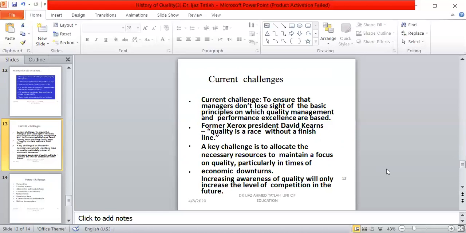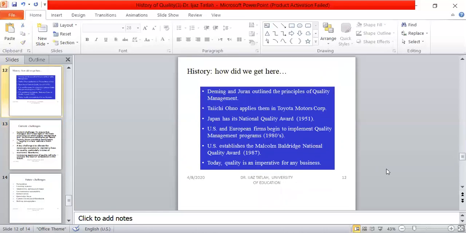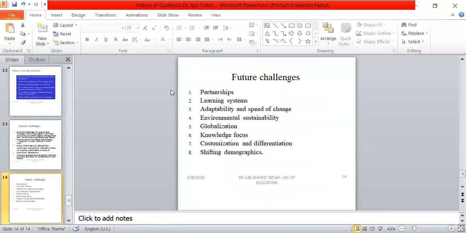So, in a futuristic approach, continuously looking after quality and performance excellence will support the organizations towards quality management. The future challenges to quality are partnerships, learning systems, adaptability and speed of change, environmental sustainability, globalization, knowledge focus, customization and differentiation, shifting demographics. So, keeping in mind all these eight features, in future, organizations will nurture and have to win the race, because there is competition between organizations across the globe, and quality matters, and the demand and need of the client up to his satisfaction is there.